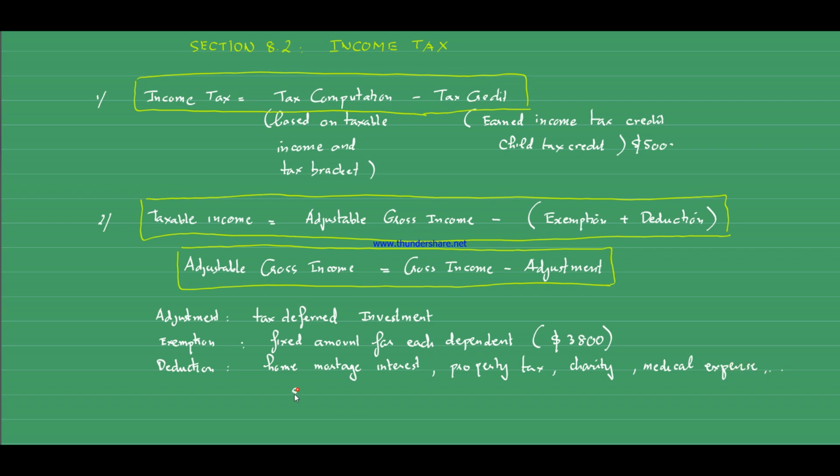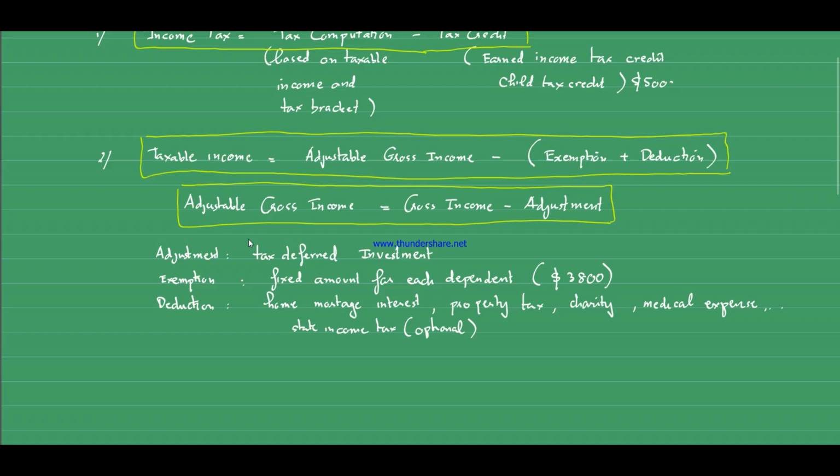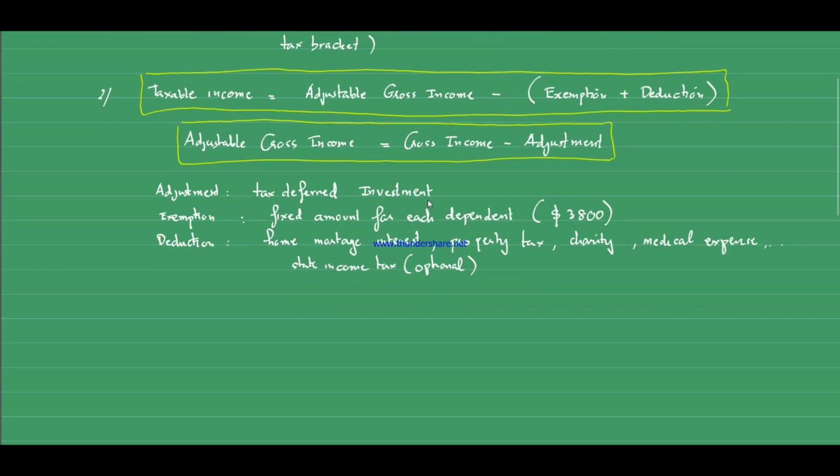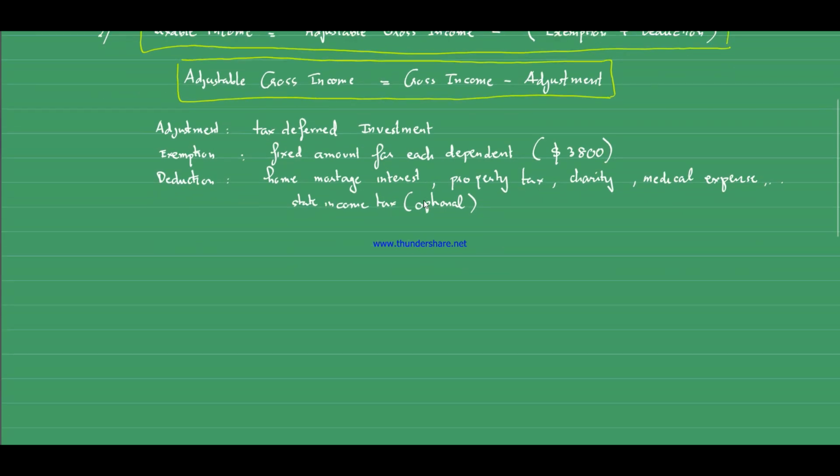Sometimes it's state income tax. This is optional. Sometimes they give you that, sometimes not. It depends on each person. All right, so we're going to use these three formulas to calculate the income tax and the taxable income. Now we're going to jump to the first example right away. I have to say that this section has a lot of calculation.